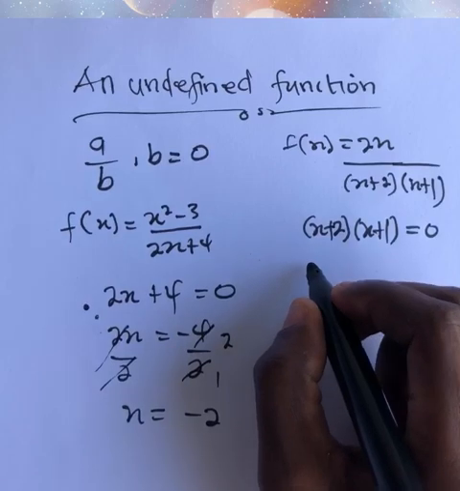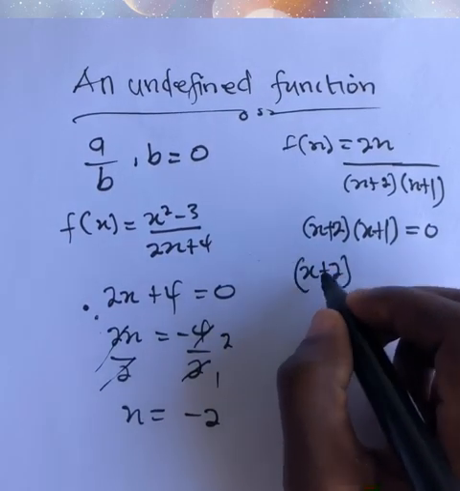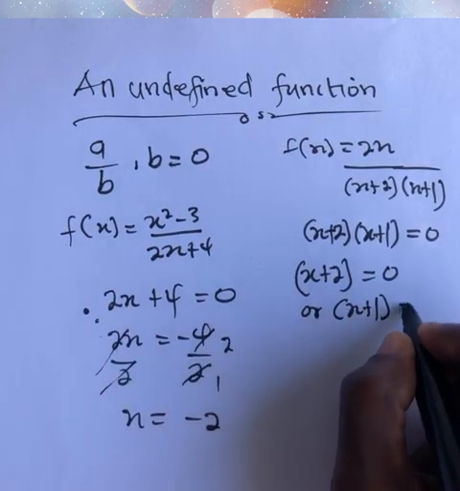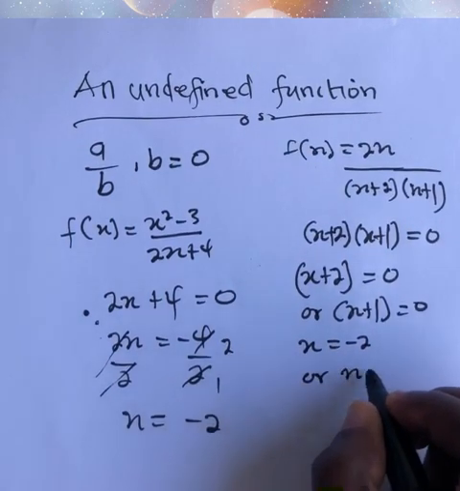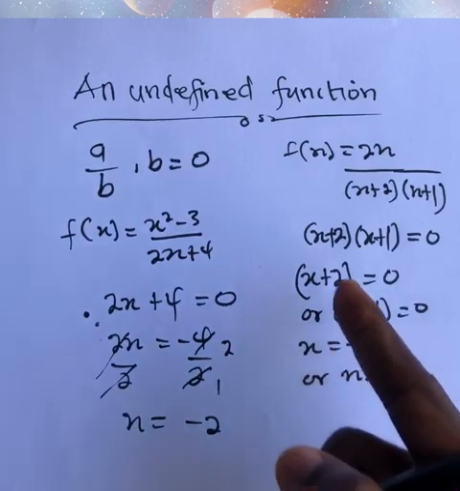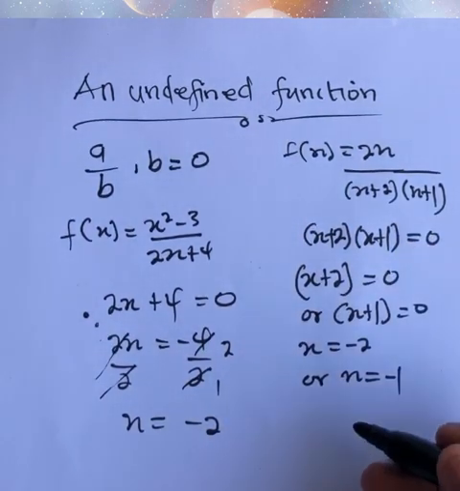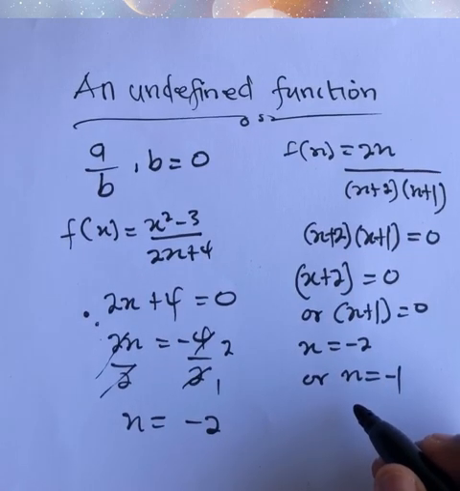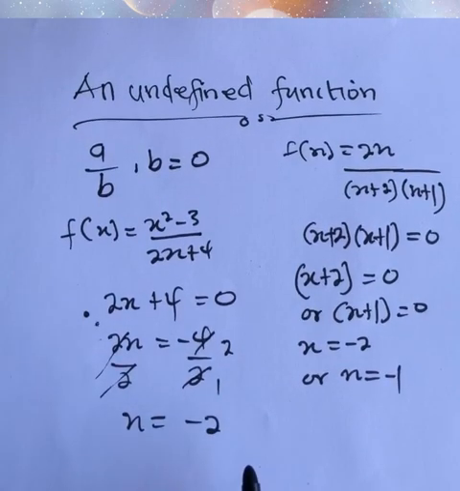So what happened here is that this is going to give me x plus 2 equals 0, or x plus 1 equals 0. So x is equal to negative 2, or x equals negative 1. The meaning of this is that if I substitute the negative 2 into this, I'll get 0. If I substitute the negative 1 into this, I'll get 0. So anytime they ask you to find the values of x that will make a particular function undefined, that is how we go about it.